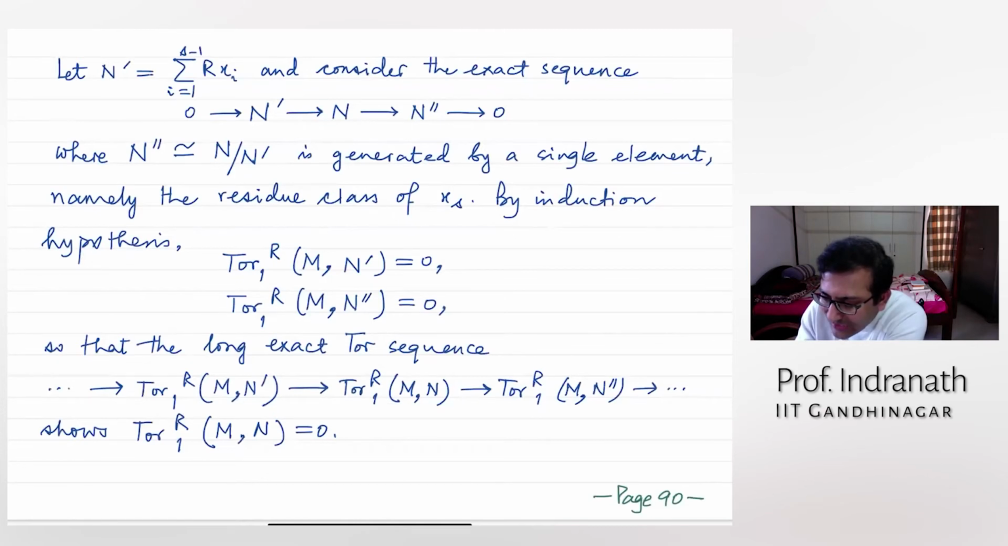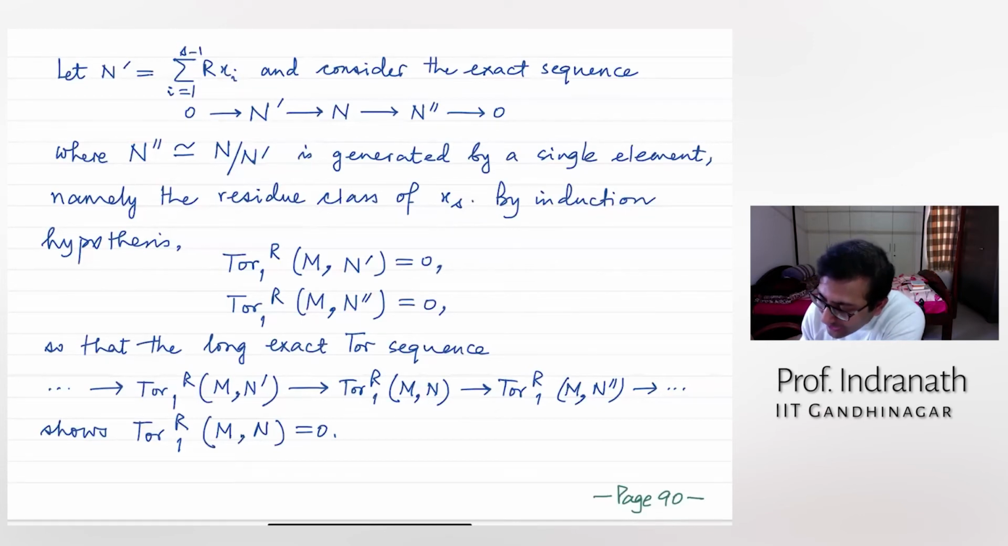You take the submodule N' generated by the first s minus one of them, and then you have N'' which is basically N mod N'. You have this short exact sequence. The advantage of taking this is that here you have a cyclic condition. It will be generated by just one element, and then again you apply that long exact Tor sequence.